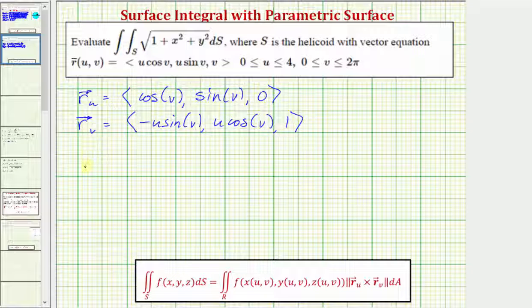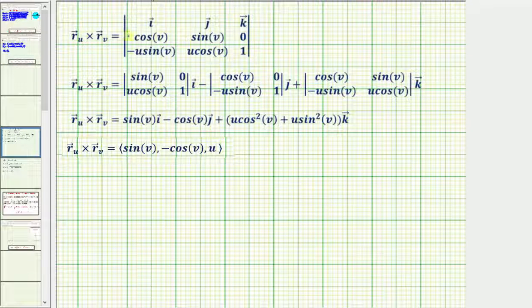So now we want to find the cross product of these two partial derivatives. We'll determine this cross product using a 3 by 3 determinant as shown here, where the first row are the unit vectors i, j, and k, the second row are the components of the partial with respect to u, and the third row are the components of the partial with respect to v.